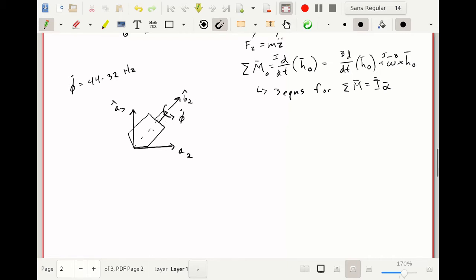And then I've got this angle theta. When theta is 90 degrees, my top is directly along this A3 axis and it's not precessing at all. So the smaller theta is, the more tilted this is. And then along here is my center of mass. So this is where I actually have that mg, and I'll call this distance L, this little L.